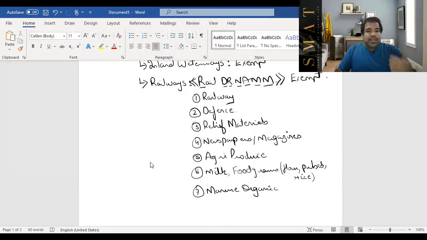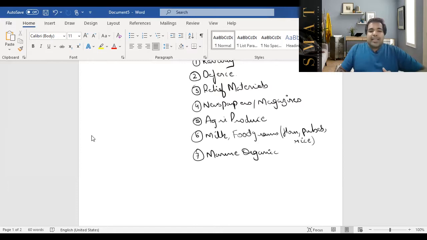So inland waterways was exempt because the government wants to encourage that. Railways is exempt if it's Rail Dr. NAM. Keep that in mind, guys. This shortcut is going to be repeated again. Next, guys, if you can afford using courier services, and all of us know what courier services are. Courier services are fast services where you send documents and small products, etc.